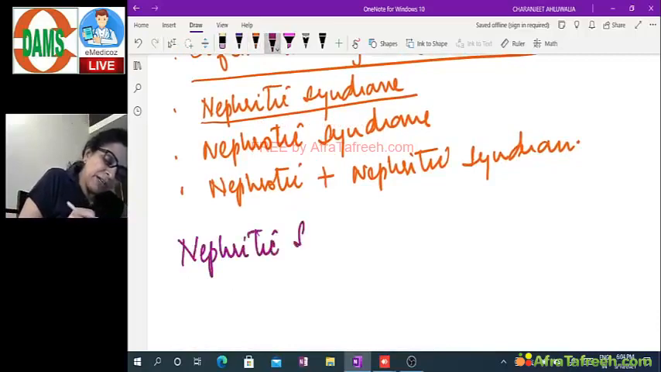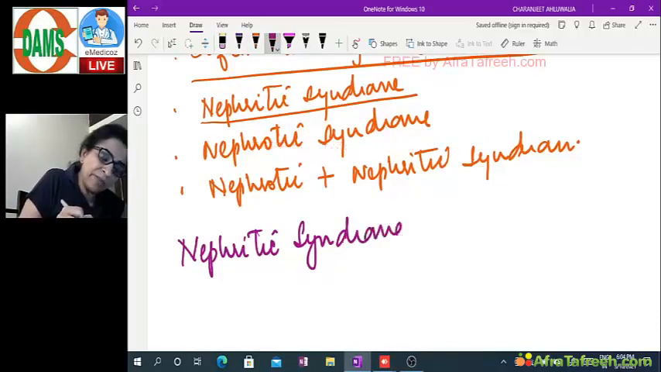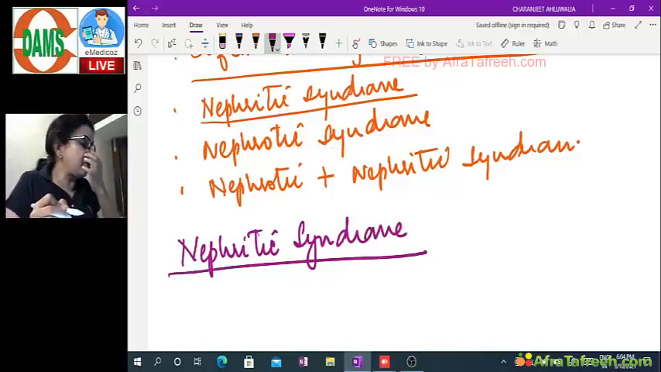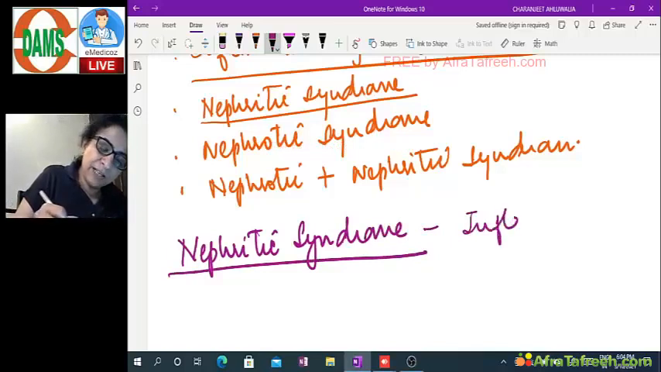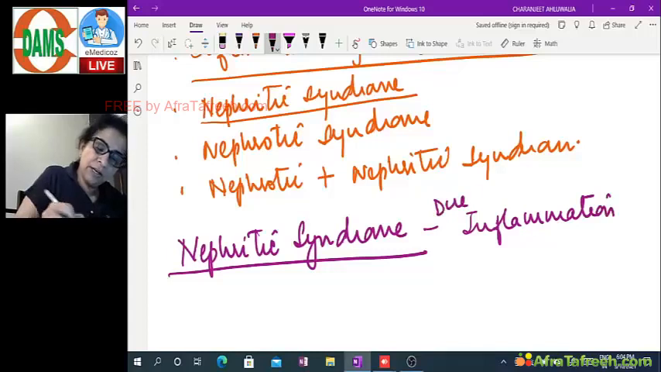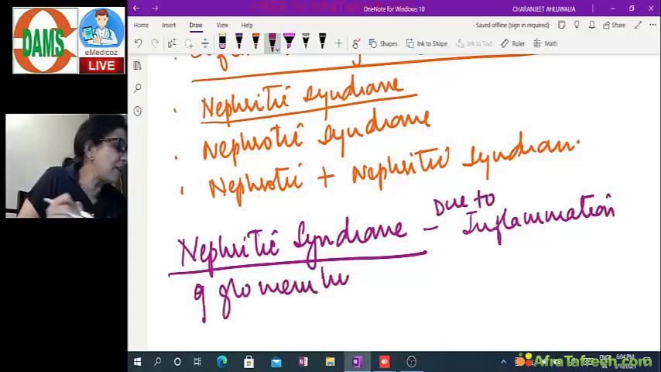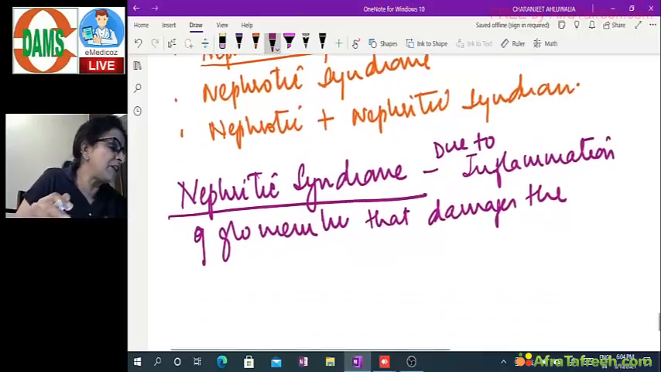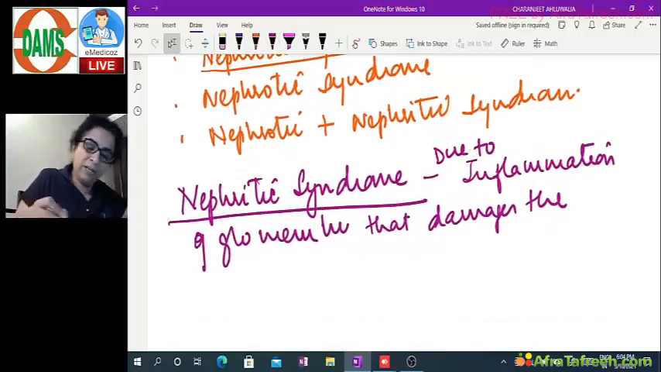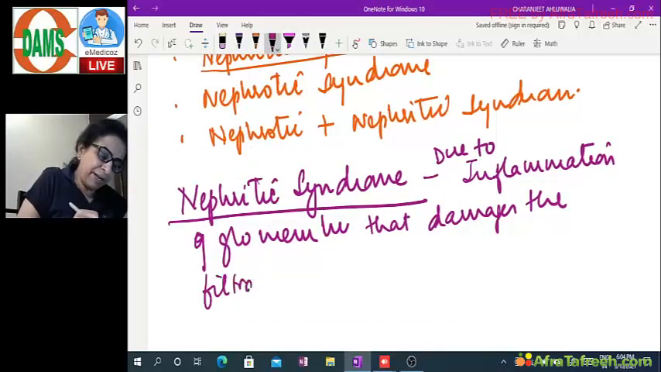First, let us see what nephritic syndrome is. In nephritic syndrome there is an inflammatory process. It is the inflammation of the glomerulus. Nephritic syndrome is due to inflammation of the glomerulus. Why does it occur? Because the glomerulus is inflamed. That inflammation damages the filtration membrane.